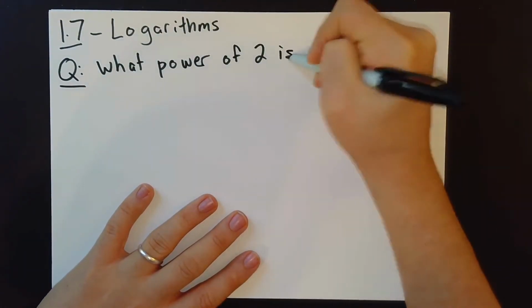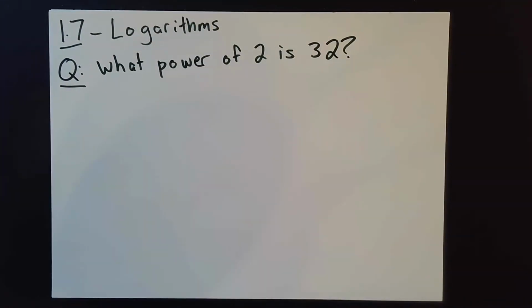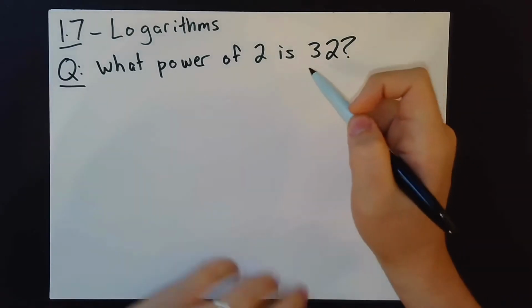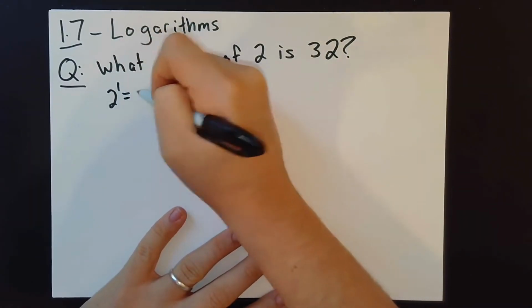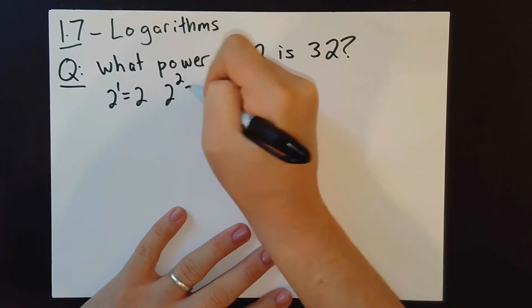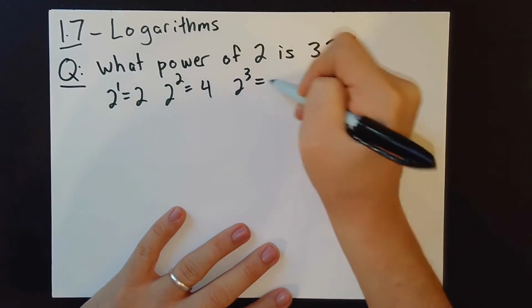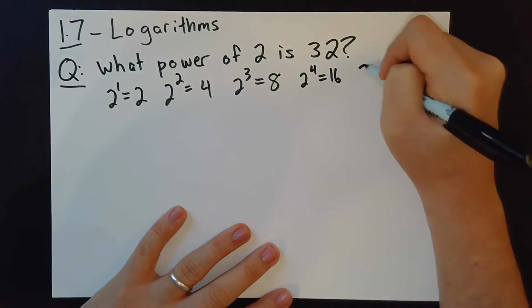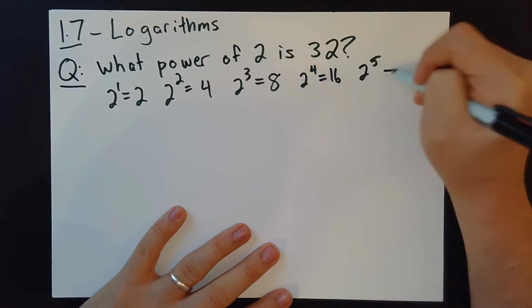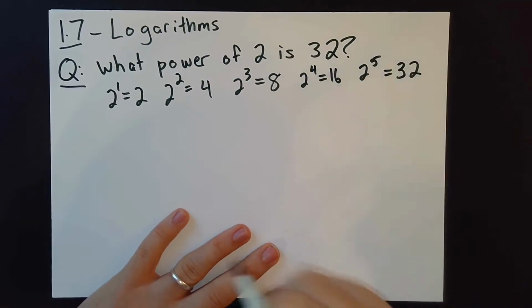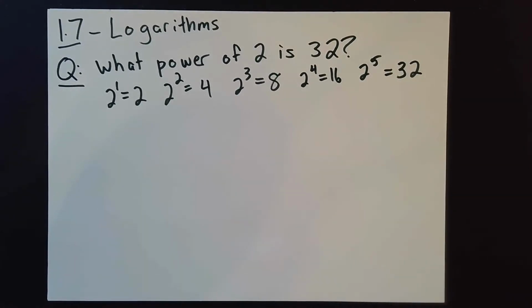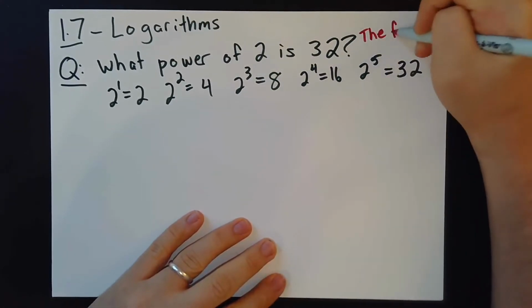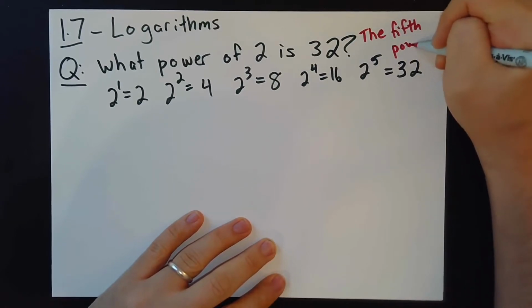I'm going to start with this question that doesn't ostensibly involve logarithms, which is, what power of 2 is 32? And so we can just do this by trial and error. 2 to the first is 2, 2 squared is 4, 2 cubed is 8, 2 to the fourth is 16, and 2 to the fifth is 32. So that tells me that the answer to the question, what power of 2 is 32, is in fact the fifth power.